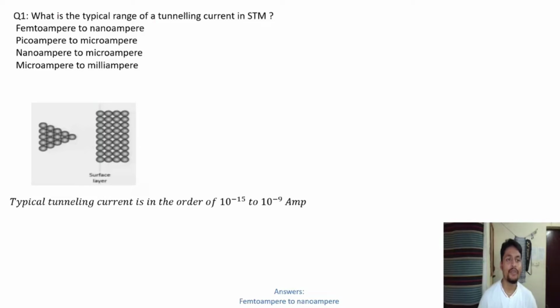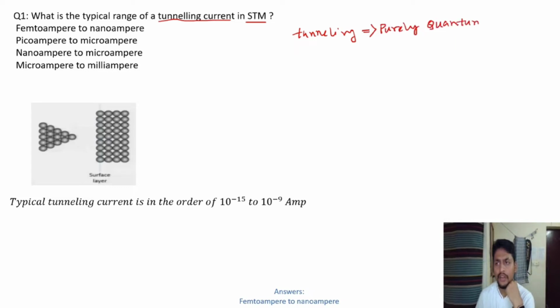What is the typical range of a tunneling current in a scanning tunneling microscope? This is an informative type of question, but from the concept of tunneling, you know tunneling is a purely quantum mechanical phenomenon, right? And what is tunneling? Tunneling is where one should not find the particle classically, but due to the wave nature, the quantum mechanical nature of the particle, you are able to find it.